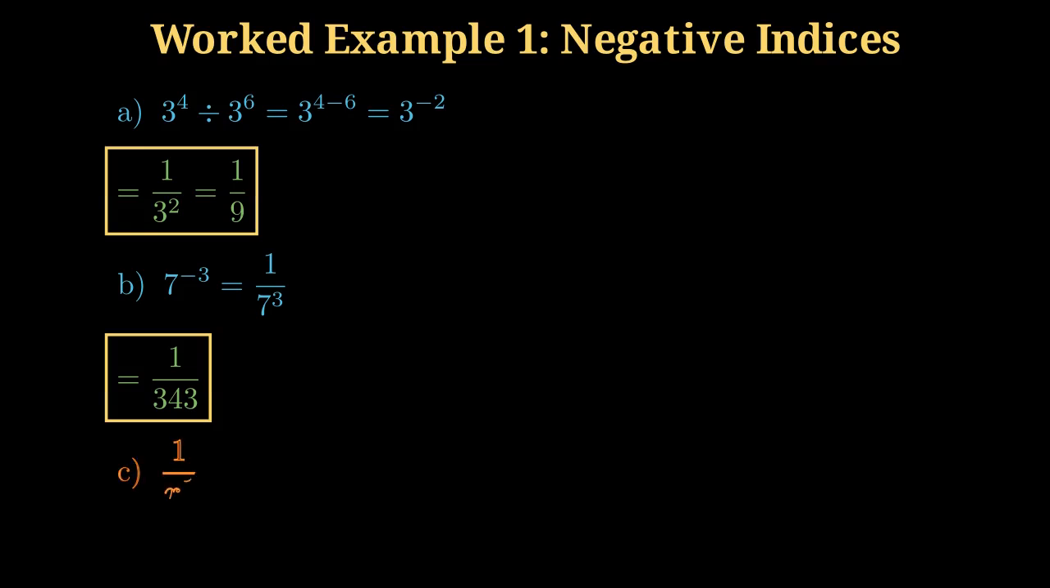C. The rule works in both directions. 1 over x to the 5 is x to the -5. The power climbs back up and picks up a negative sign. Down means positive index under a 1. Up means negative index. One rule, two directions.